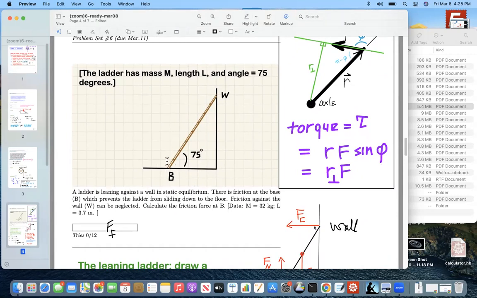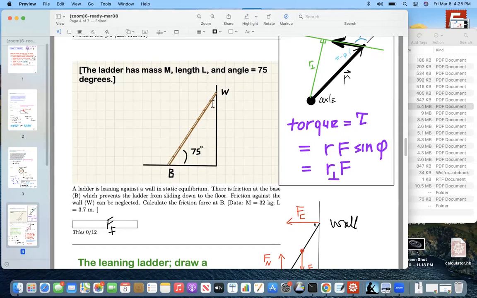There's friction at the base. That prevents the ladder from falling down. If there were no friction here, the ladder would just slide down the wall and fall down. So you have to have a frictional force here, or else you have to block the ladder on this side from sliding out from under you. But anyway, we'll assume that's just friction with the ground. Now, there could be friction with the wall, but we'll neglect that to make it simple. So the ladder is not going to slide down because of the friction here. We'll neglect friction at the wall.